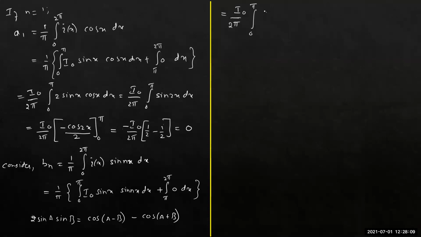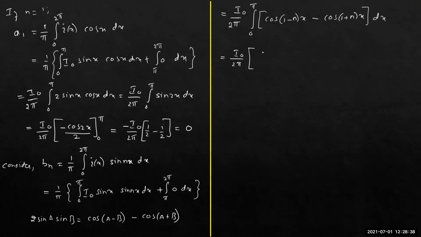So it is cos of A minus B. When it is A minus B, it becomes x minus nx, correct? So we can take x common. So it is 1 minus n into x. Plus, similarly, sorry, minus cos of A plus B, x plus nx, which can be written as 1 plus n into x. Fine. This is equal to I naught by 2 pi.